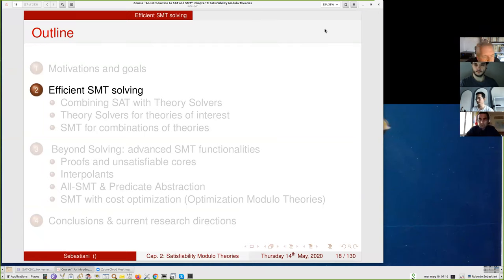Okay. Hello, everybody. So today we start discussing how an SMT solver works. Can everybody hear me well? Yeah. Okay. Cool.